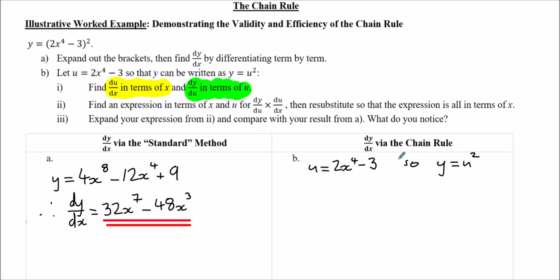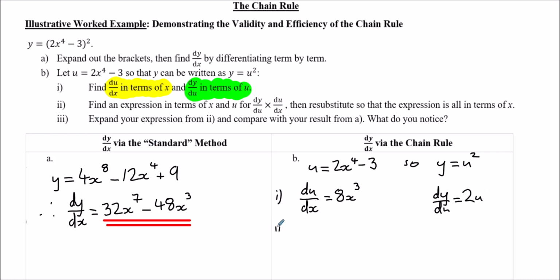So based on these two things here, we can differentiate u, first of all, with respect to x, du by dx. Bring the 4 to the front, times it by the 2, gives us 8. And take 1 off the power of x, gives 8x cubed. The minus 3, of course, disappears. And if y is u squared, if we differentiate y with respect to u, bring the power to the front, as usual, drop 1 from the power, so it becomes 2u to the 1, which of course is just 2u. So that's part 1 done.